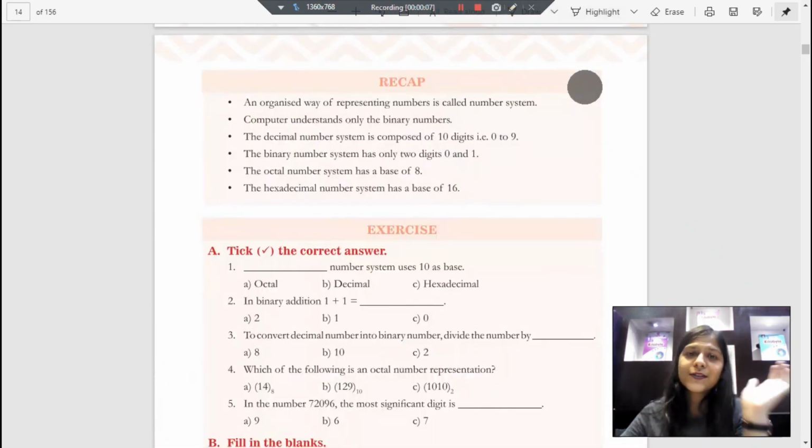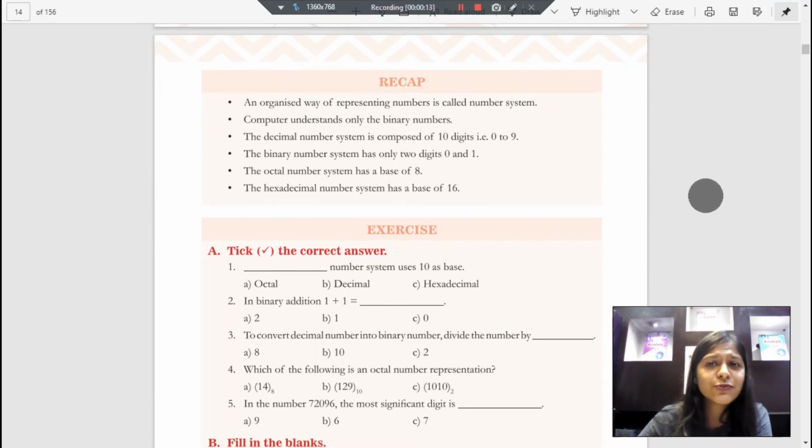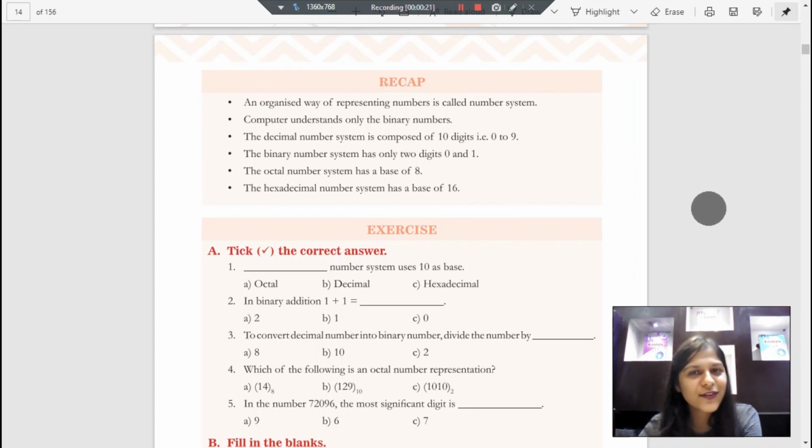So children, we have completed the chapter of the number system, and I hope that everything is clear to you. But if not, try to solve these exercises, and if you find any problem, just comment or WhatsApp to me. I will help you solve each one of them.